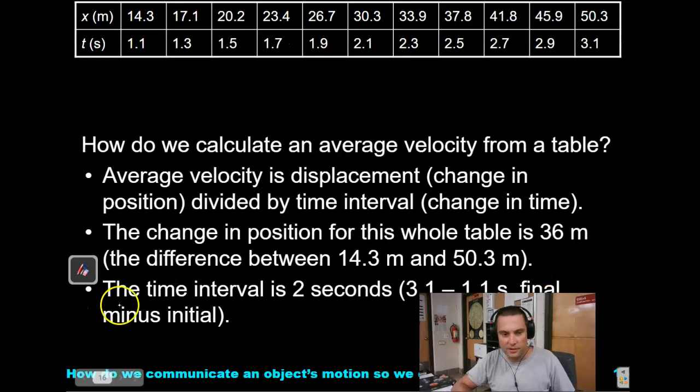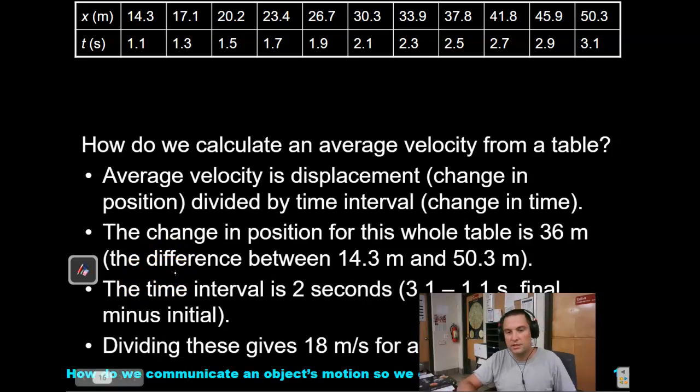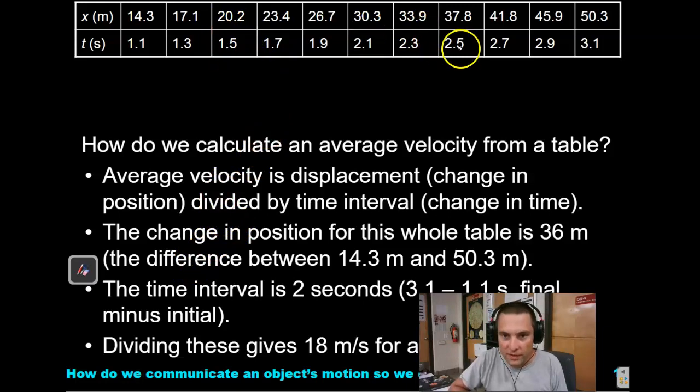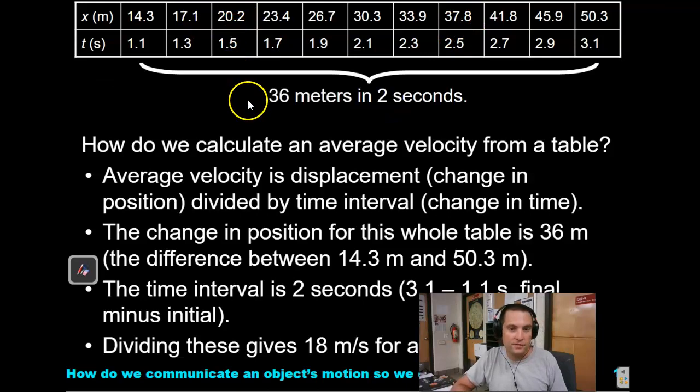How do we calculate an average velocity from the table? The change in position is 36, the time interval is 2 seconds, final minus initial. Dividing these gives us 18 meters per second for the average. That's it. So for an average velocity, we're going to take the whole thing, the final and the beginning. If we're looking for an average velocity between 1.5 seconds and 2.5 seconds, then this is our final, this is our initial. It's going to be final minus initial, divide them, and then there's your average velocity.